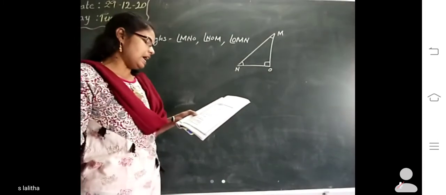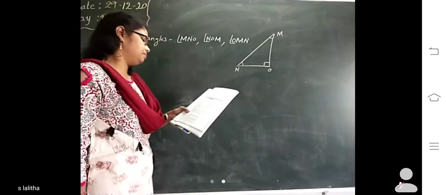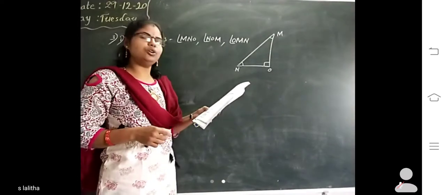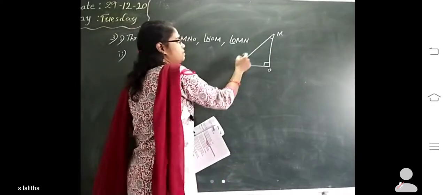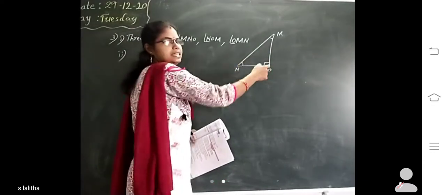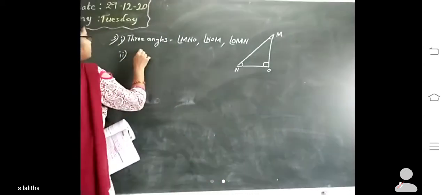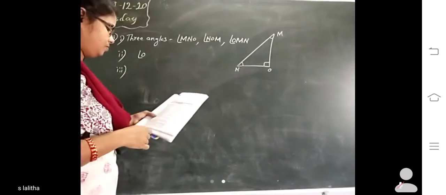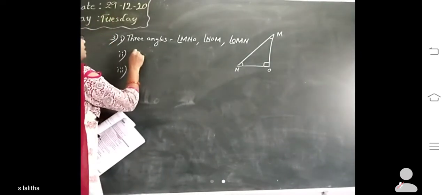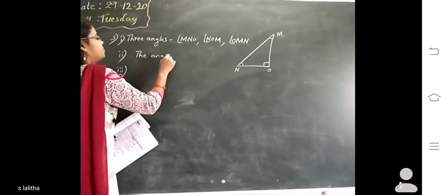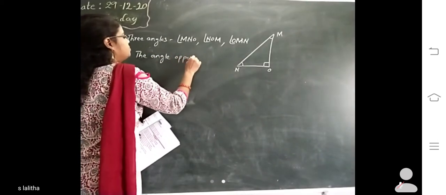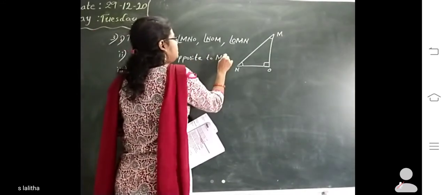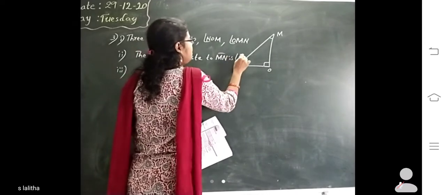Second one is what is the angle opposite to MN? So MN is there. What is the opposite angle? Opposite angle is O. Angle O. The angle opposite to MN is angle O.